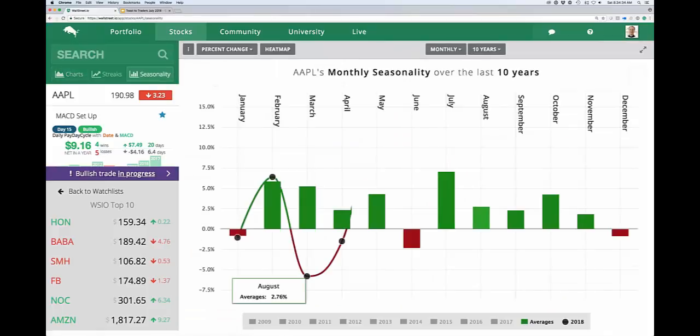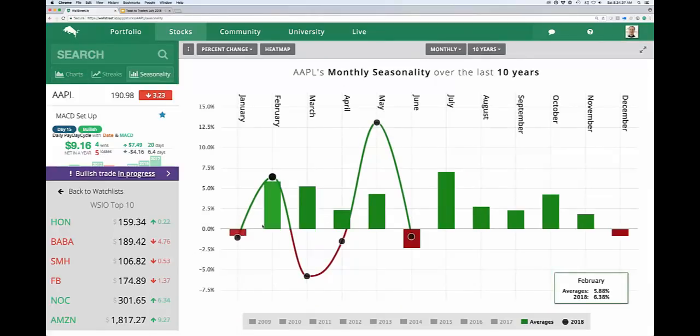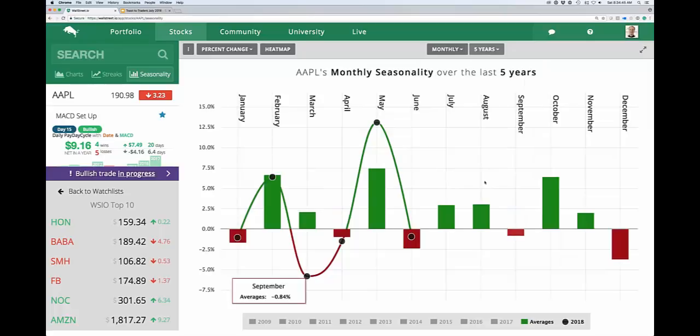We built this cool seasonality tool, and the seasonality tool allows us to look at a stock's month-over-month seasonality for any date range within the last 10 years. So right now, if I just look at the last 5 years, you could see July and August are usually pretty good for the stock. August is still a bullish month for Apple. As we come into August, you could kind of be looking for bullish trades. July is also pretty bullish.